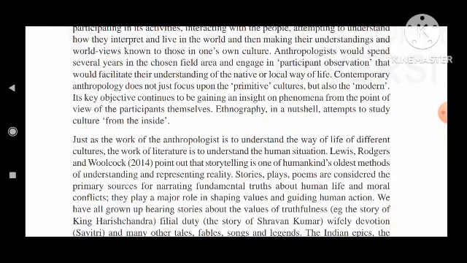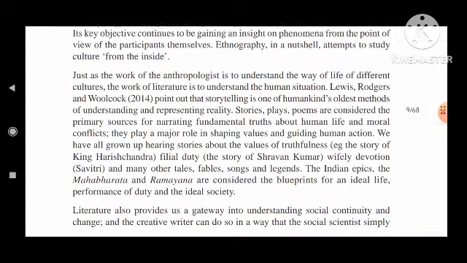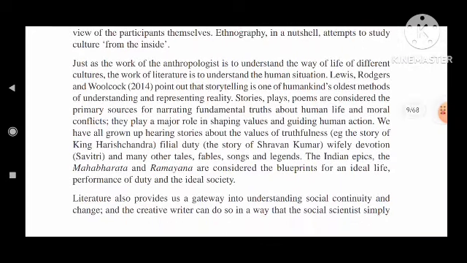Just as the work of anthropologists is to understand the way of life of different cultures, the work of literature is to understand the human situation. Louis, Rogers and Uclick, 2014, point out that storytelling is one of humankind's oldest methods of understanding and representing reality. Stories, plays, and poems are considered the primary sources for narrating fundamental truths about human life and moral conflicts. They play a major role in shaping values and guiding human action.